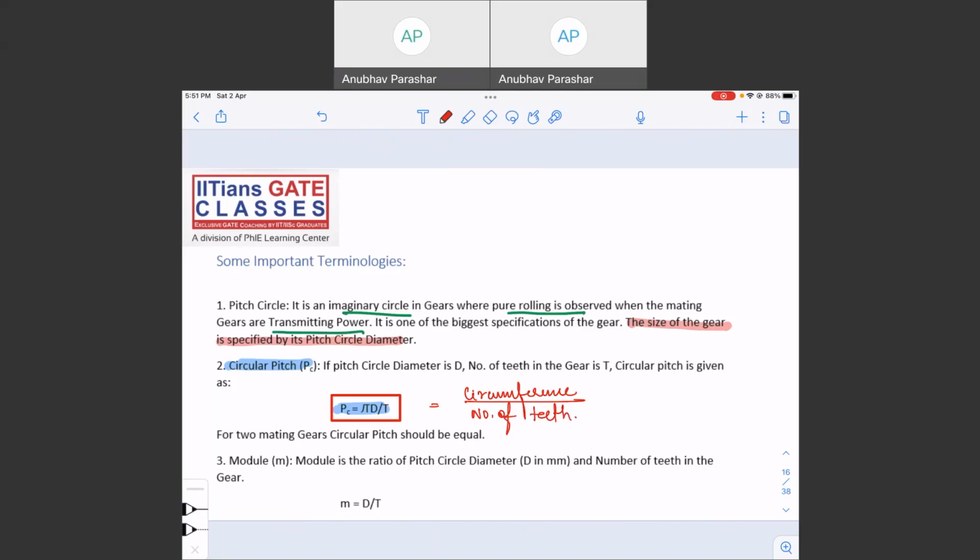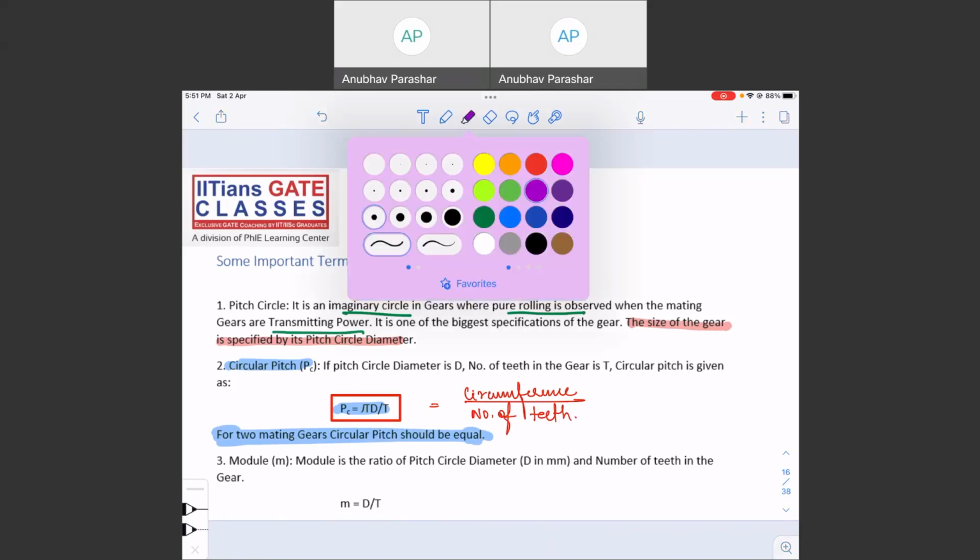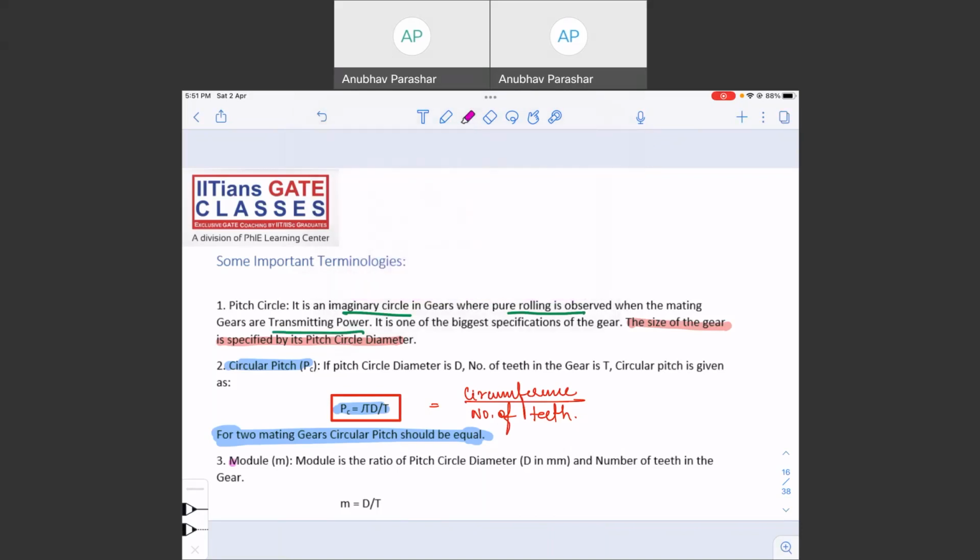For two mating gears, the circular pitch should be equal. Only then will they be able to mate with each other and transmit power. Now, what is module? Module is represented by m, and is again a very important specification of the gear. It is the ratio of diameter and teeth.